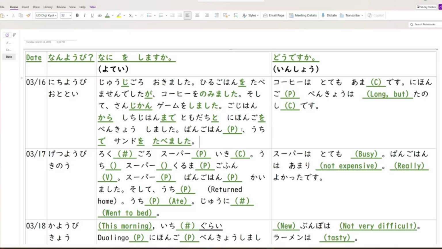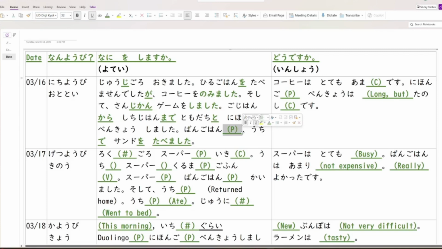Bangohan. What do I do for dinner? It's like I've usually described this part of the sentence being like, as for dinner. That's how I usually say it in English.